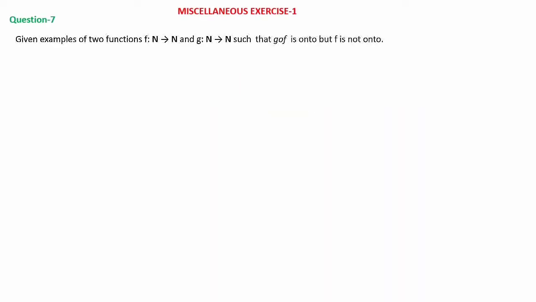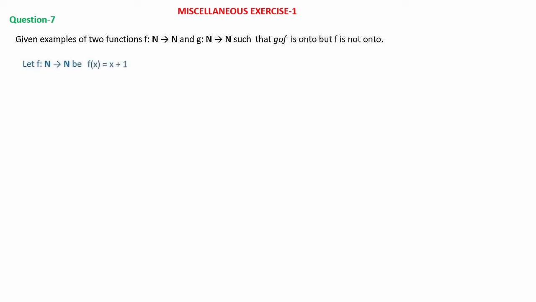Miscellaneous exercise, 7th question we have to discuss. Give examples of two functions f from N to N and g from N to N such that g composition f is onto but f is not onto. We have to give two examples of functions, say f and g, and both are defined from N to N, and we have to keep in mind that g composition f is onto but f is not onto.